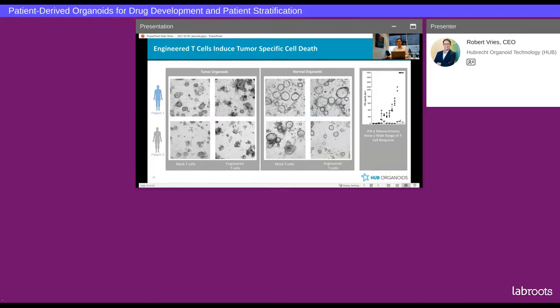But then for a larger group, we actually have on the left here in imaging again, the top one patient, the tumor without and with treatment left and right, and then next to it normal organoids which are not responding to these T cells. And the bottom another patient, same thing. So the tumor is specifically killed, but the healthy cells are not. And then to the right, and that I think is an interesting point as well.